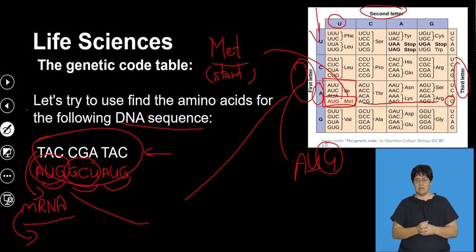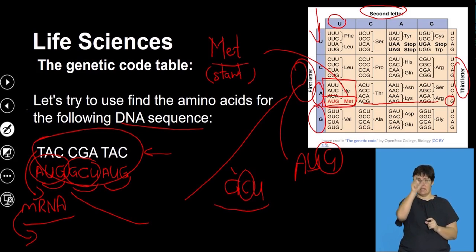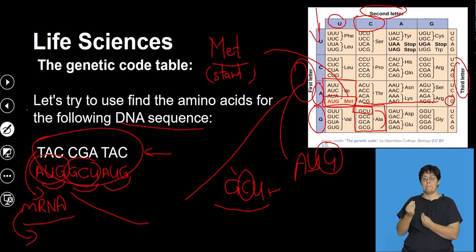Let's try doing that with the second codon. The second codon is GCU, and if we refer to GCU, again, first base G, so we're going to look here. Second base C, so we're looking in this column. And the third base is uracil, so it's going to be in this box. We've got to find GCU, and GCU is that specific codon. If we look at that codon, it codes for the amino acid called alanine.